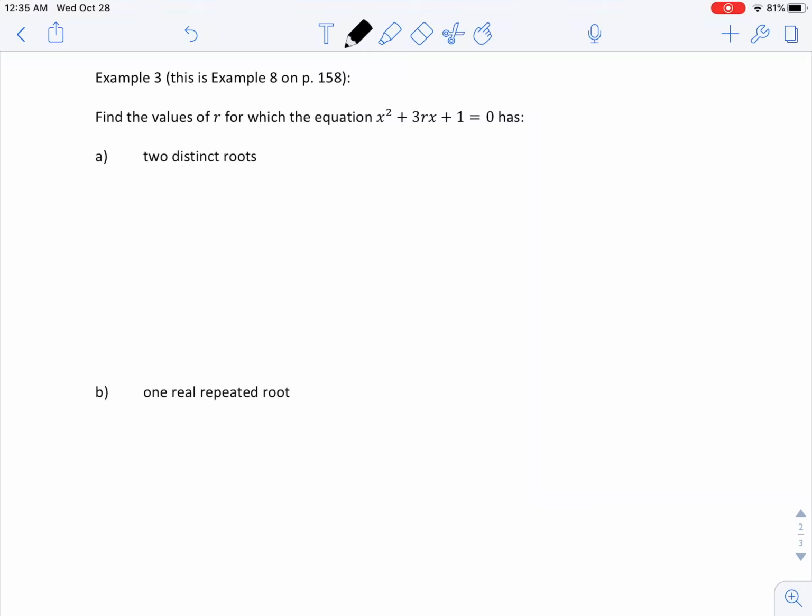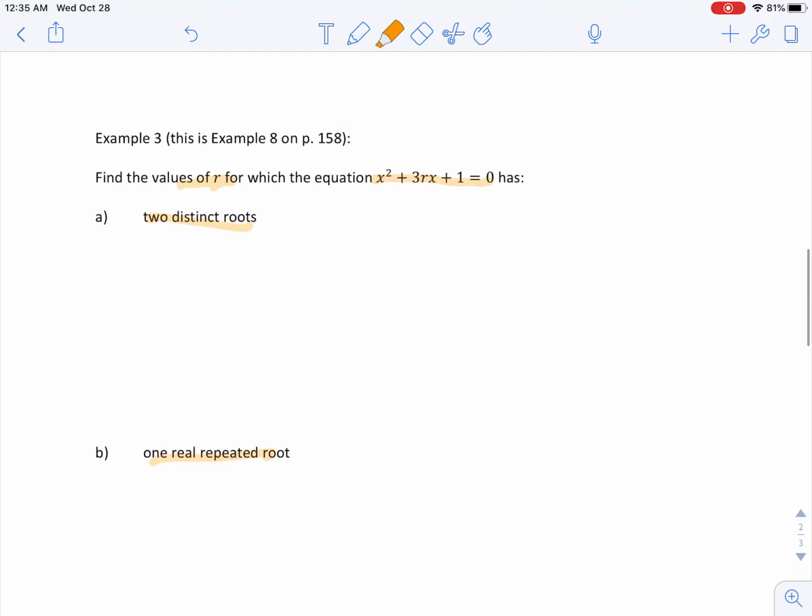This is video 3 of the topic of looking at quadratic inequalities. And as I said at the beginning of the first video, what we're going to do now is cycle back to looking at a problem that's a quadratic equation, and we are trying to find a value of r that will give us these different types of roots. So we're going to find the values of r for which this equation has two distinct roots, one real repeated root and no real roots.